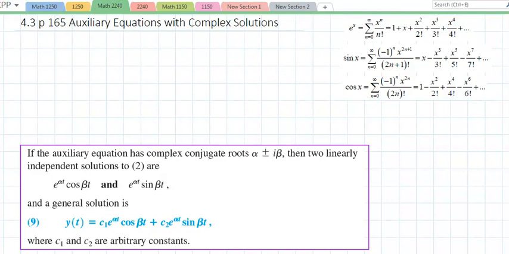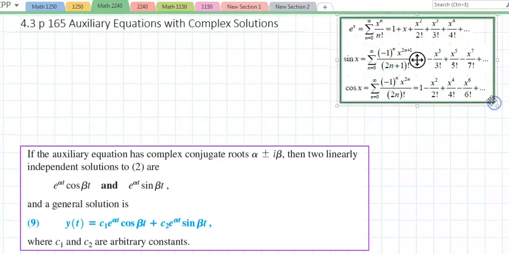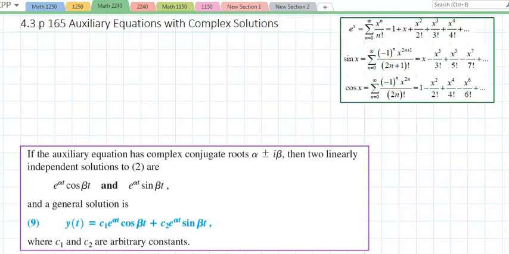Section 4.3 is on page 165, and talks about auxiliary equations with complex solutions. Recall from calculus the following series. If I take e to the i theta, based on this formula, that is 1 plus i theta to the 1, plus i theta squared, plus i theta cubed, i theta to the fourth, and the list goes on.